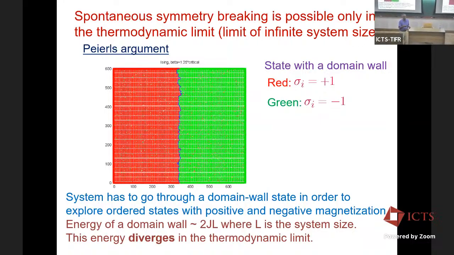And one of the reasons, I mean, this is a hand-waving reason, but one can make it more rigorous by doing rigorous mathematics, is that that doesn't happen because the intermediate state the system has to go through to explore both sectors will have energy which will diverge in the thermodynamic limit. So that process doesn't occur. And so it remains in either the upspin sector or the downspin sector for all observable times. So I hope this argument makes sense.